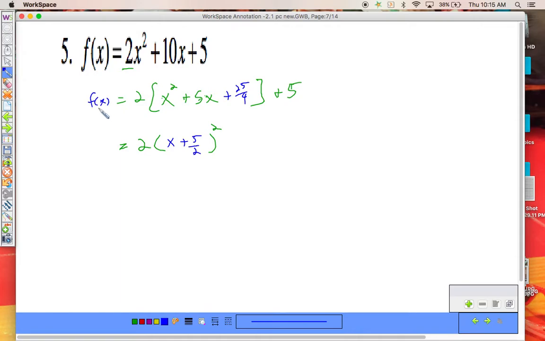This is the part people will make mistakes on. I write a 25 over 4 in that spot, but that's not what I'm going to put on both sides, because this 2 is being multiplied by everything on the inside. So if I multiply 25 over 4 by 2, I get 25 over 2. Because there's a coefficient, I have to multiply those two together, and that's what I put on the other side. I subtract the 25 over 2.